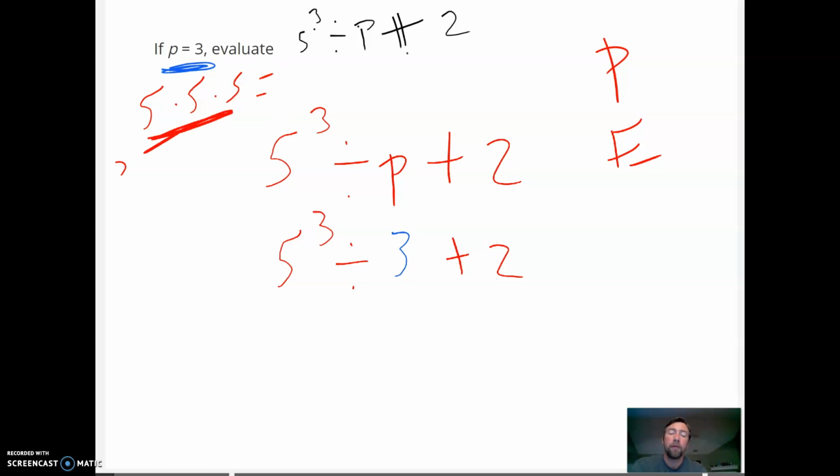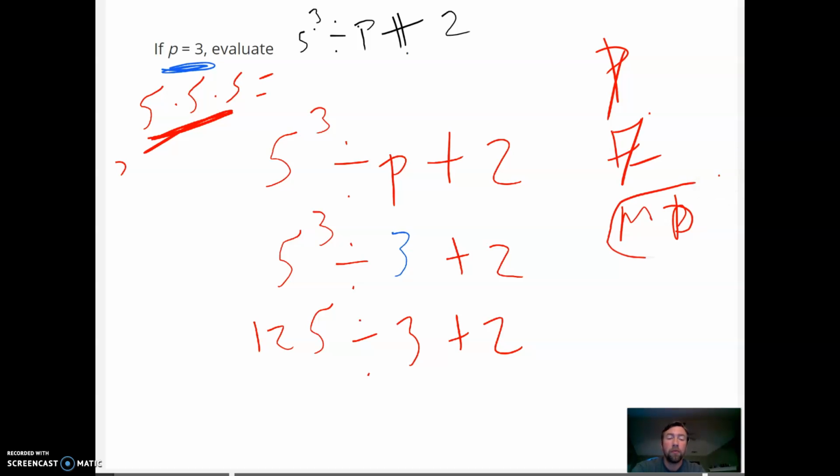3 5s multiplied together. 5 times 5 is 25. 25 times 5 is 125. And then just like before, I'm going to copy everything else down. I'm going to copy down the divided by 3 plus 2. So I've done parentheses, I've done exponents, now I multiply and divide from left to right. In this case, I have a division component as part of the problem. So I'm going to start with that division.